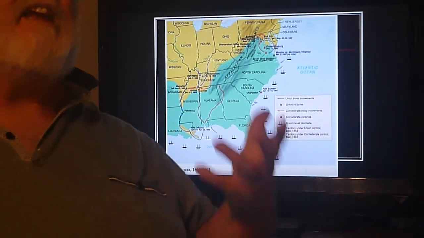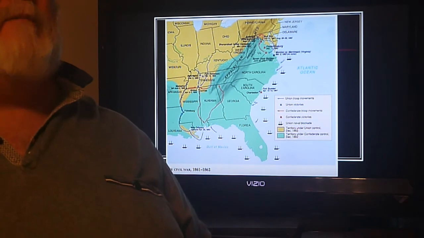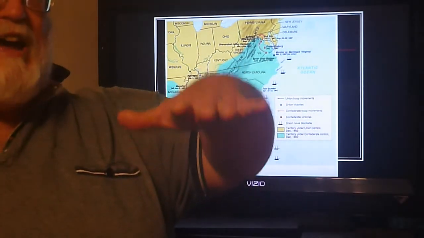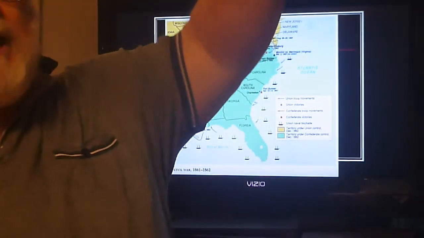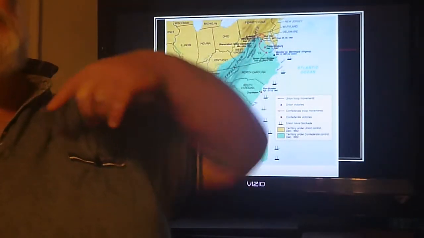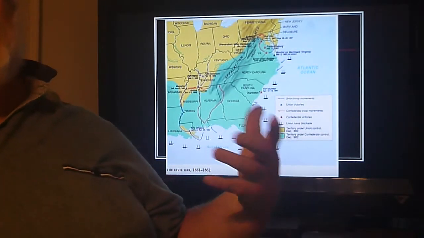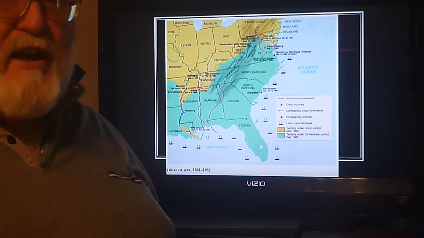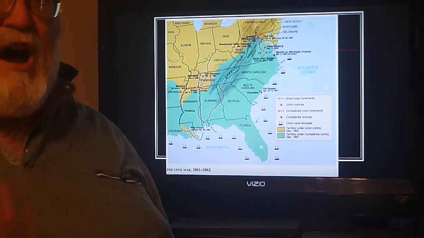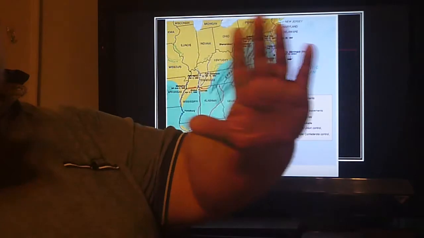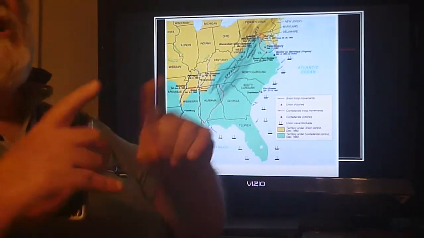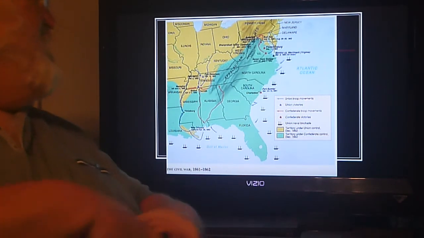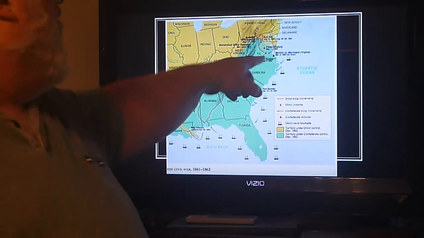The Monitor kind of looks like a submarine. Most of its hull is actually underwater with its deck just out of the water, with a massive cannon turret on the top. And from this cannon turret, they're able to fire their cannonballs. The Confederacy has the ironclad, the Merrimac, which looks like a long tent with portholes, with cannons coming out. These two ships meet, okay?